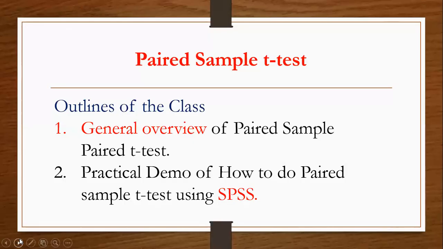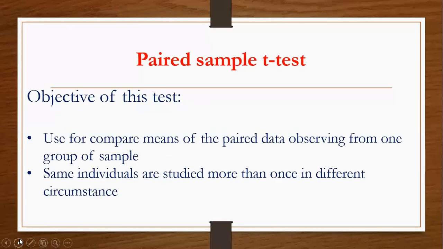It is a general overview of the paired sample t-test and the practical demonstration of how to do the paired sample t-test, or when to decide on doing the paired sample t-test. Okay, then the objective of this class is when we use the paired sample t-test. Okay, we use the paired sample t-test for comparing the mean of paired data. Okay, we have the paired data observed from one group of sample.